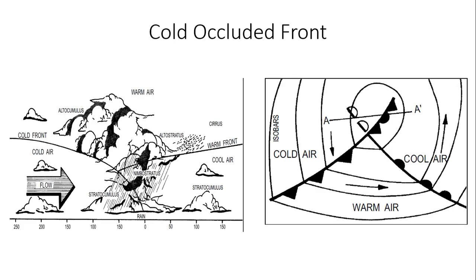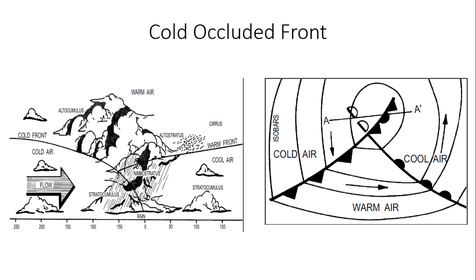Here's an example of an occluded front showing you the different types of clouds and precipitation you'd have with the cold occlusion. Notice that the coldest air is going to be behind the cold front. In this case, we've got a warm front aloft as the warm air has been lifted off the ground. With cold occlusion, you get more typical cold front type weather, where you get more in the way of showers.